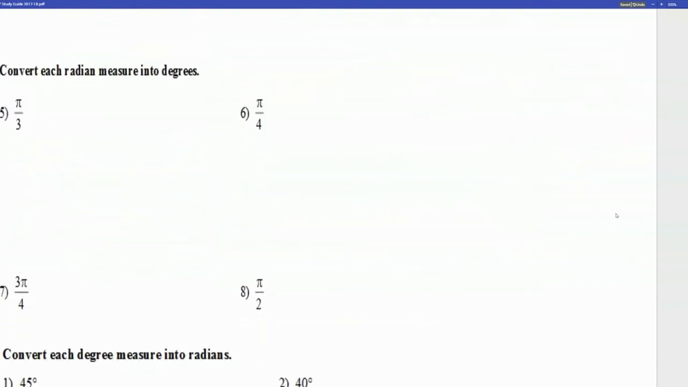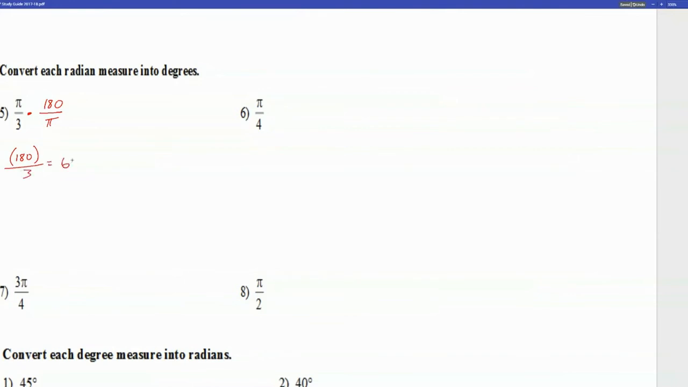All right, so lastly, convert each radian measure into degrees. Again, your conversion ratio needs to be where you can cancel out your pi, or you could always substitute in. If you remember, pi is 180, and you can always substitute that in. So you could always just substitute in 180 for pi. Oops, that's supposed to be a 3. My bad.